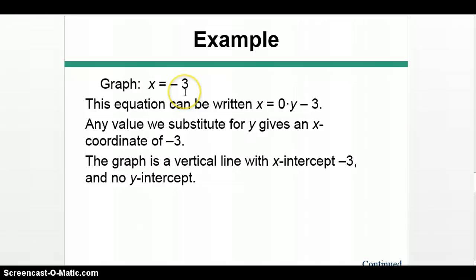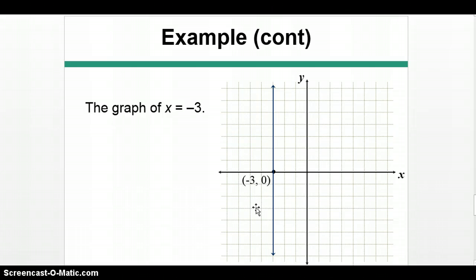Graph x equals -3. To graph this, we write x equals 0 times y minus 3, and substitute values of y and find the value of x. We'll get x equals -3. Look at this line. This is a vertical line and the x-intercept is (-3, 0).